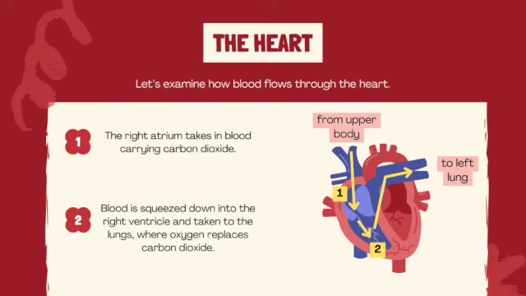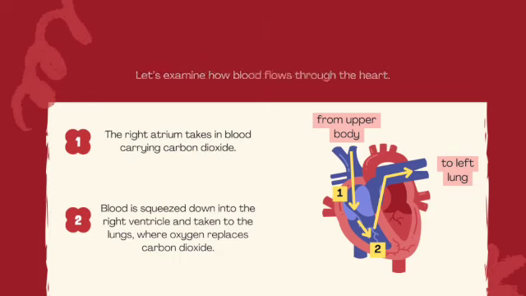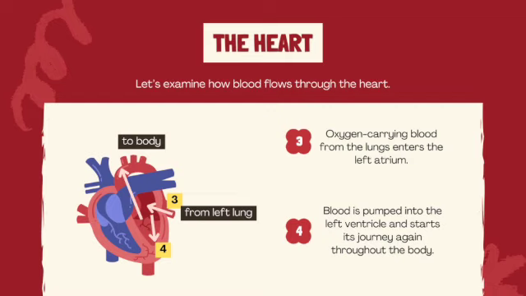Let's examine how blood flows through the heart. 1. The right atrium takes in blood carrying carbon dioxide. 2. Blood is squeezed down into the right ventricle and taken to the lungs, where oxygen replaces carbon dioxide. 3. Oxygen carrying blood from the lungs enters the left atrium. And 4. Blood is pumped into the left ventricle and starts its journey again throughout the body.